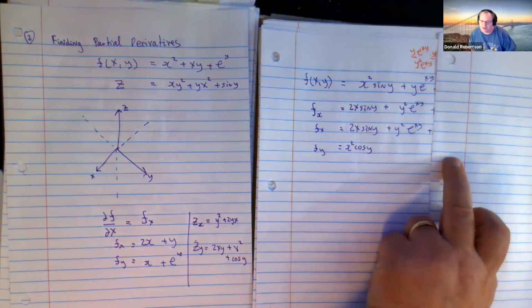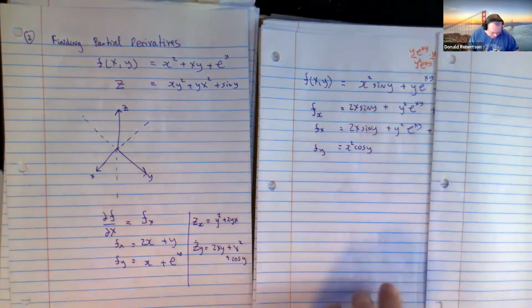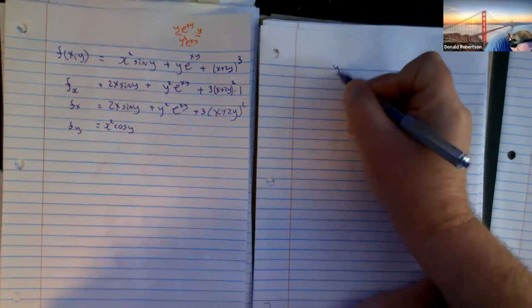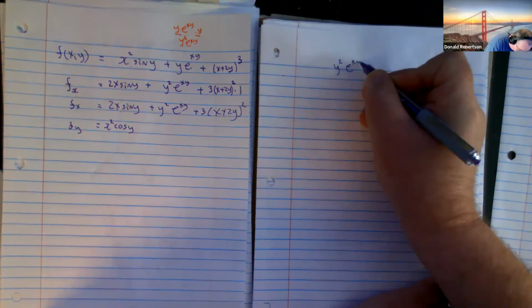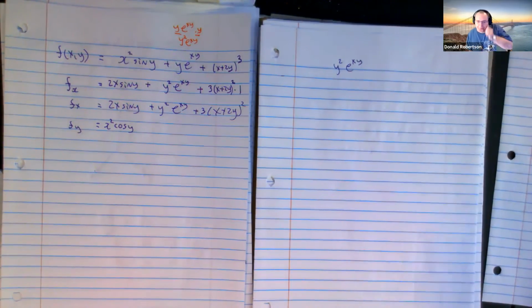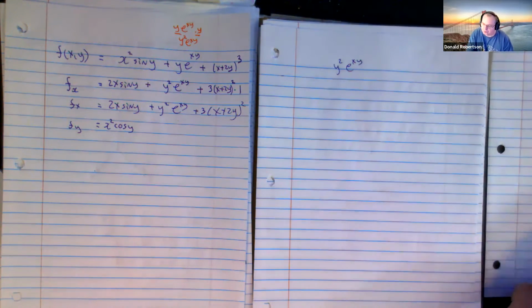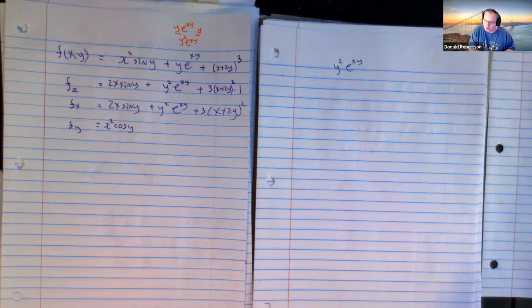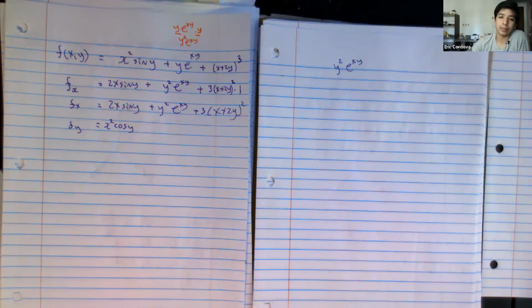Now, this term here is messy. It's so messy that I'm going to do it on its own, like a bit of scratch paper. If you want to differentiate this guy with respect to y, would you agree it's a product rule? There's two things. There's a y, supposed to be just regular y, right? Not y squared.